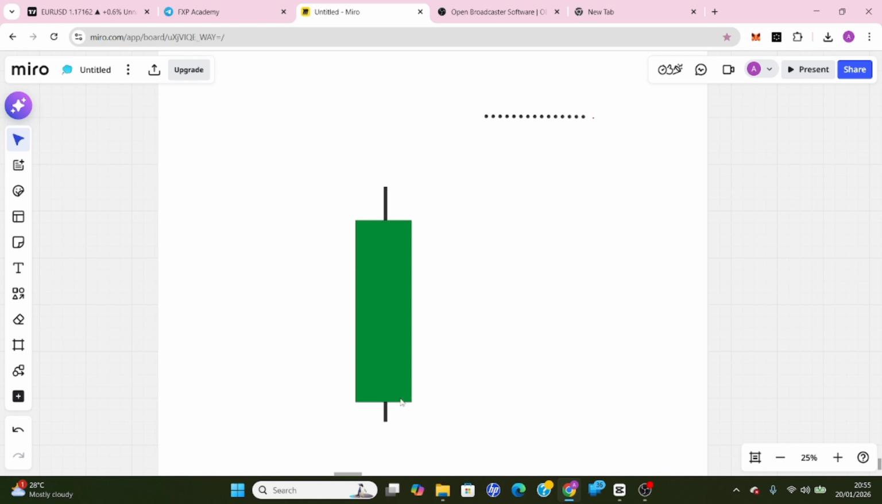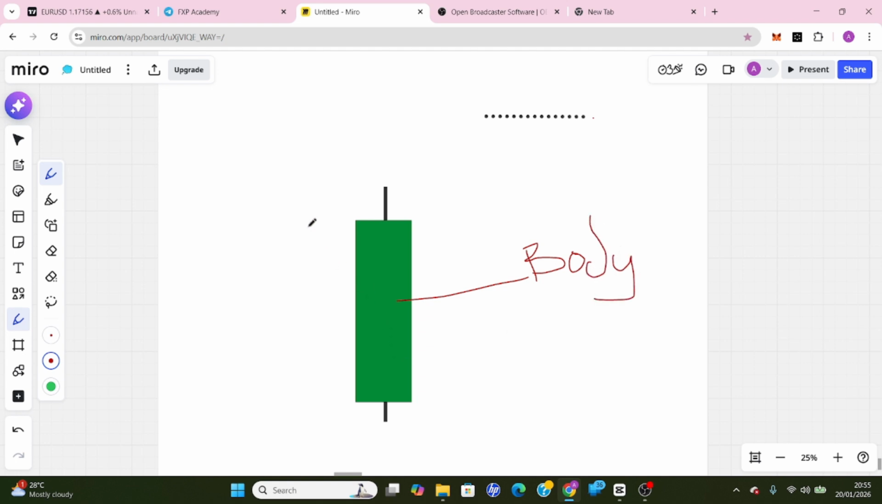So yes, here we have a great candlestick. So the candlestick analogy, there are two parts of candlestick. We have the body, right? This is the body of the candlestick. This full green is called the body of the candlestick. You understand? Then we have the wick. This is the lower wick, right? Sorry for my mistakes. This is the upper wick, right?